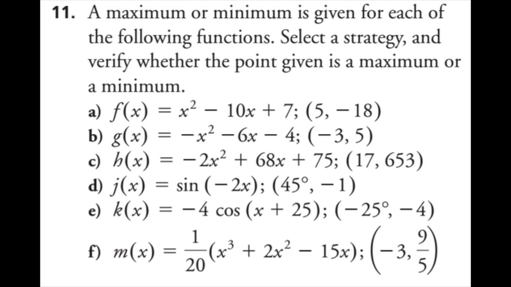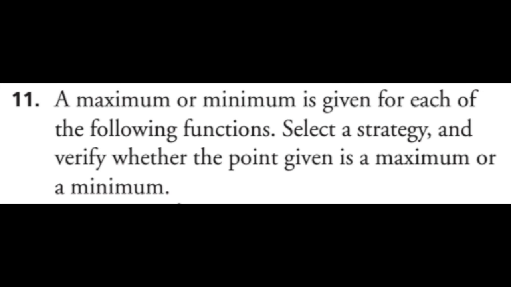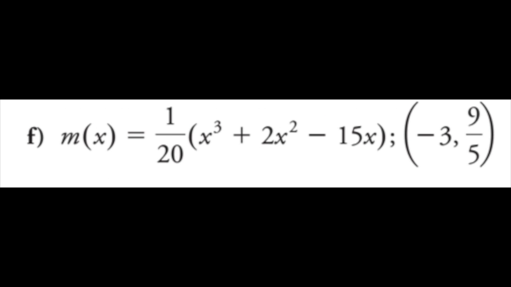In the textbook, you are shown this, and the question asks: a maximum or a minimum is given for each of the following functions. Select a strategy and verify whether the point given is a maximum or minimum. The equation that we get is m of x equals 1 over 20 in brackets x cubed plus 2x squared minus 15x, and we have to determine if negative 3, 9 over 5 is a maximum or a minimum.